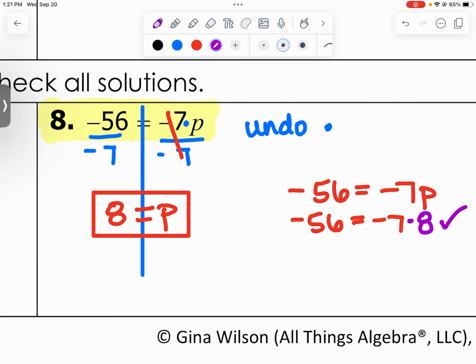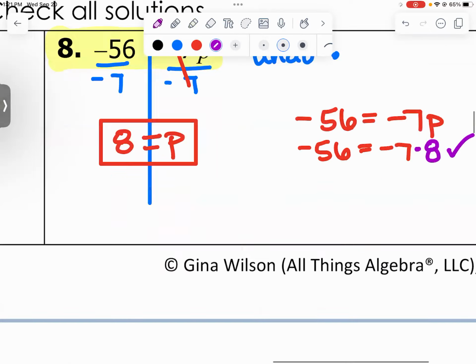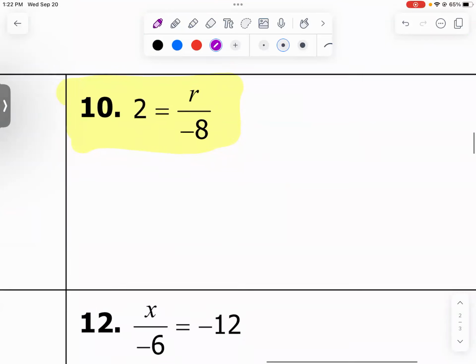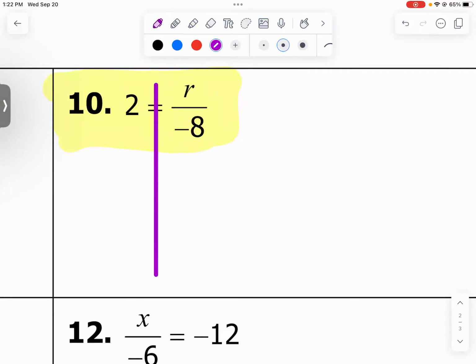All right, Austin, you wanna help me with the next one? Okay, so how is -8 tied to R? So we need to undo division. How do we do that? So we need to multiply both sides by -8.